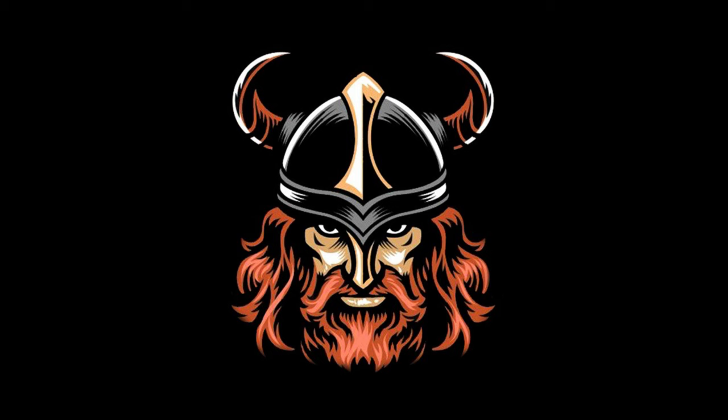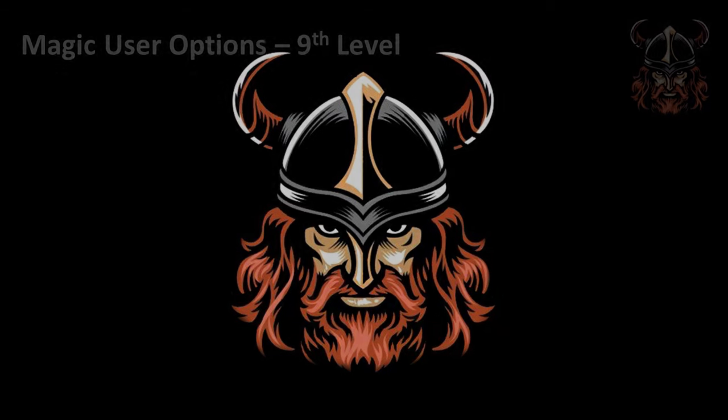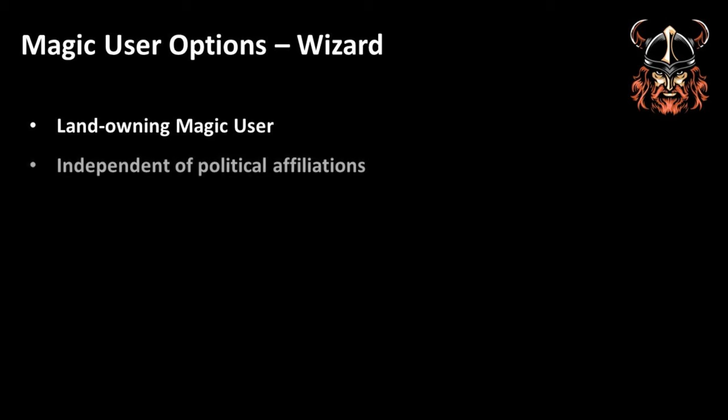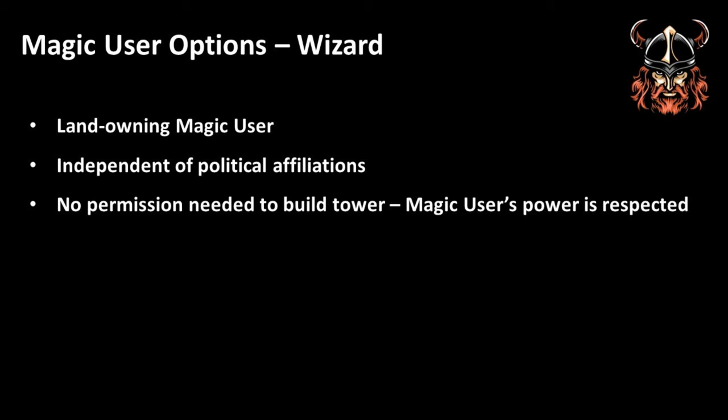However, we're sticking with the rules cyclopedia here, so when Felonius reached 9th level, he had several choices of career path available to him. These were to become a wizard, a magist, or a magus. A wizard is a land-owning magic user who builds a stronghold, typically a tower, and lives independently of political affiliations. We are told that a wizard need not seek permission from a ruler to build their tower, and that it is likely that such a ruler may send lavish gifts to the magic user just to keep them sweet. No one wants an angry wizard on their doorstep.